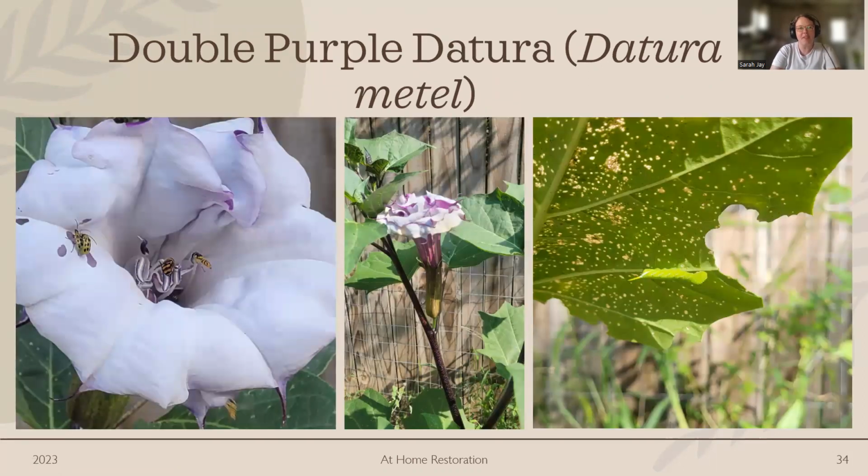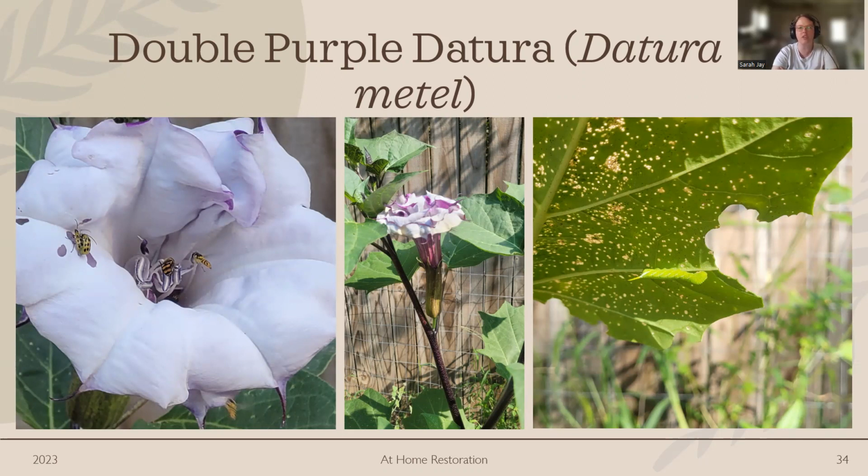This is one of my favorites, but don't tell the other plants. This is double purple datura. So this beautiful trumpet flower, I think it blooms in summer, and then you've got it through fall. And it's such a host. It's a feeder and a host.